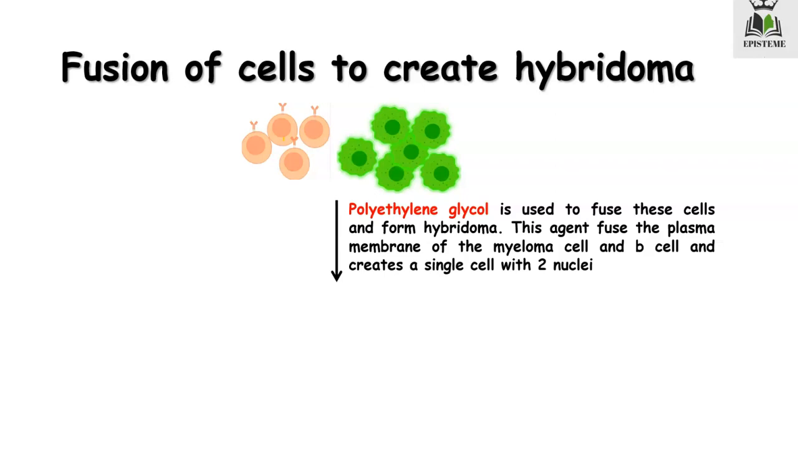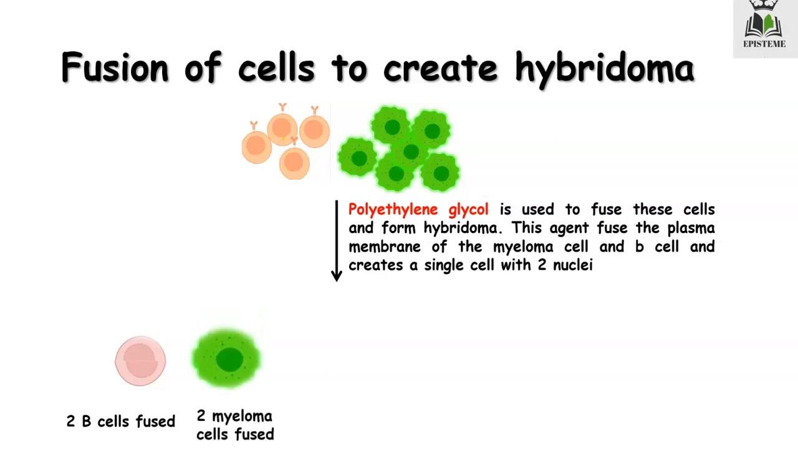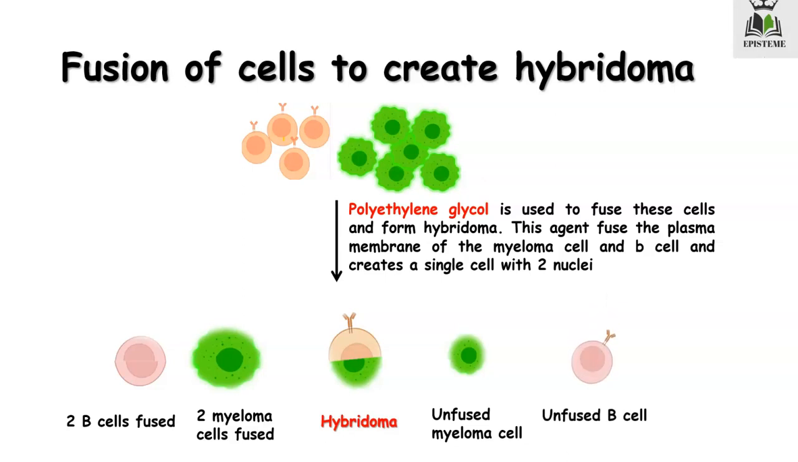Now, there are various possibilities of a fusion product. It may occur that two B cells have fused together, or two myeloma cells may have fused together. Hybridoma is the one that we need, the fusion that we are actually aiming for. Or it may occur that the myeloma cells or the B cells may not have fused. So you can see there are 5 types of possibilities upon fusion of the cells. And from these possibilities, we only need the hybridoma cells.